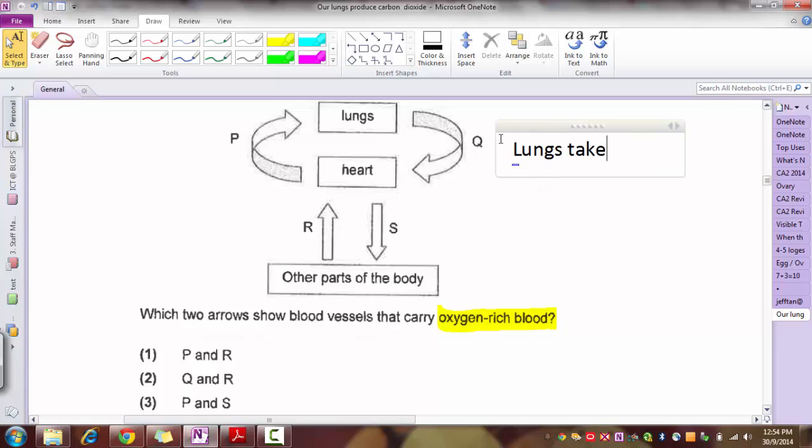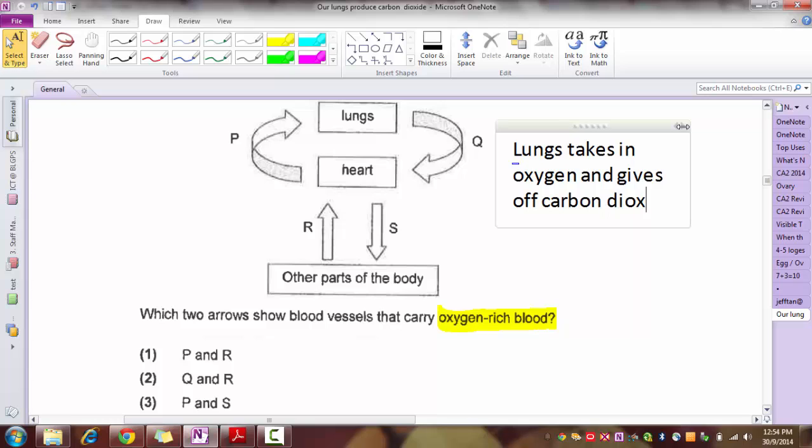Lungs takes in oxygen and gives off carbon dioxide. Basically, that's the role of my lungs. My lungs is to exchange gases. It takes in the oxygen and gives off the carbon dioxide that's produced by the body. So if blood that comes from the lungs, this will be oxygen-rich blood. So Q is definitely one of them.